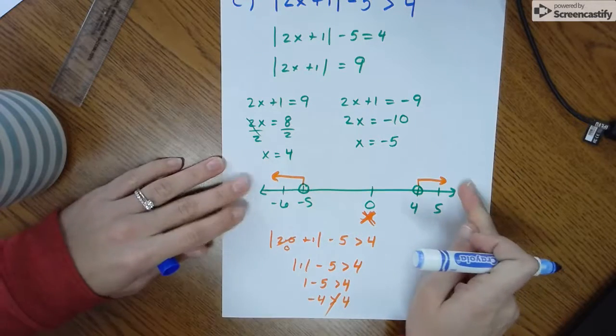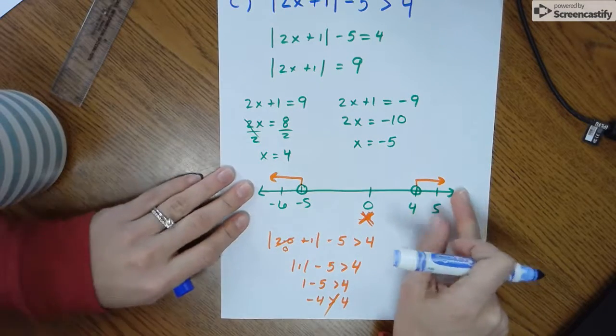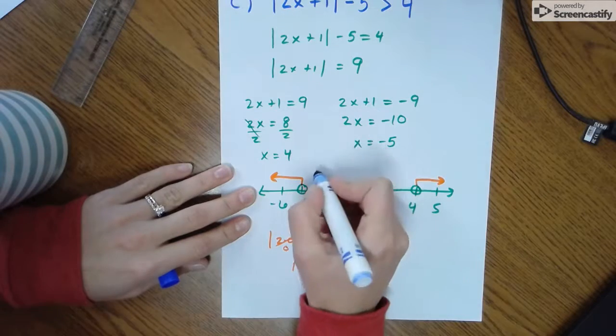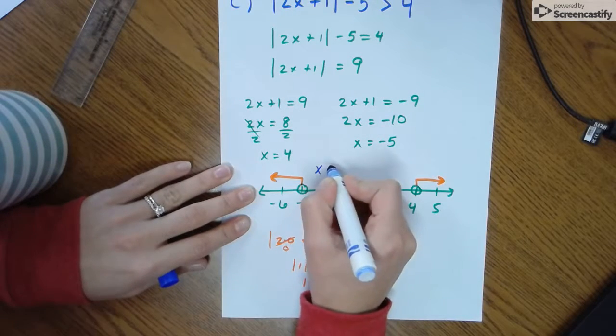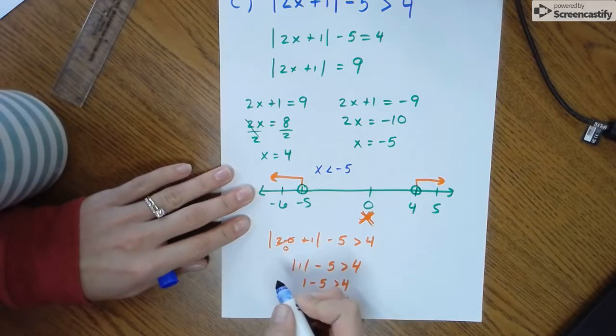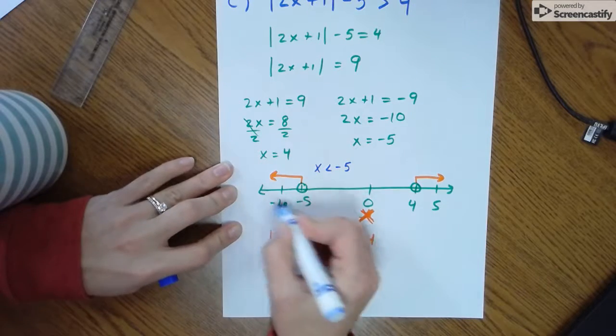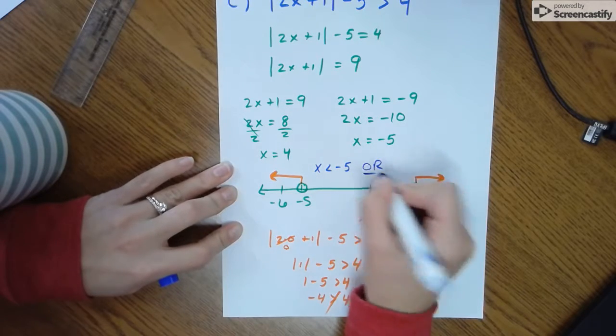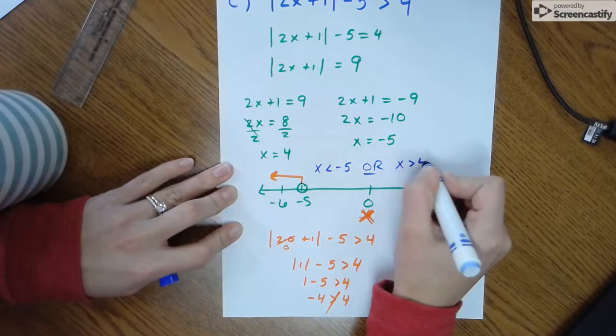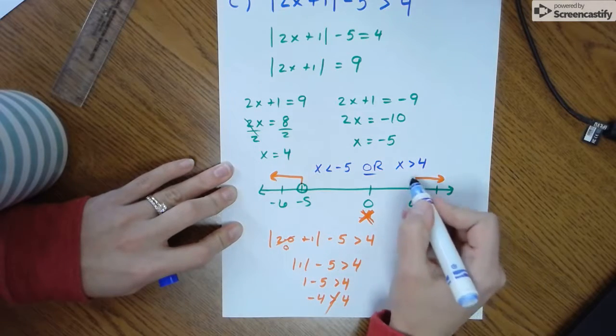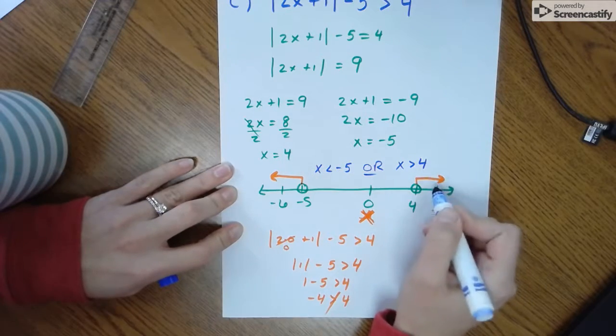All right. So here's my number line or my graphical representation. And then my symbolic representation is x is less than -5. Okay, so that would be representing these solutions. Or x is greater than 4. So above 4 would be representing this side.